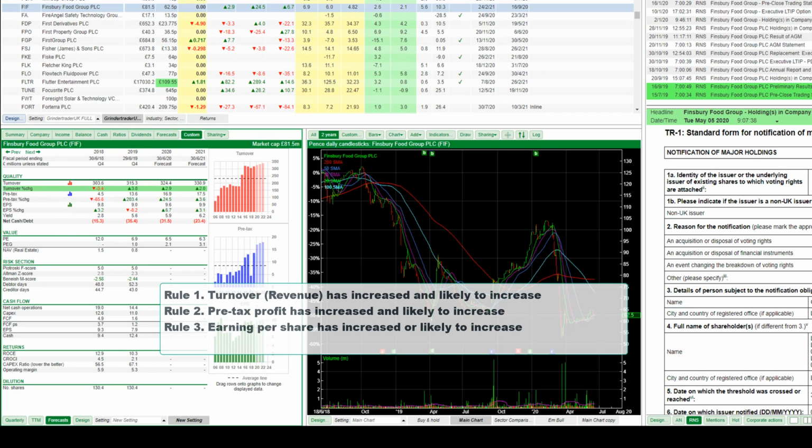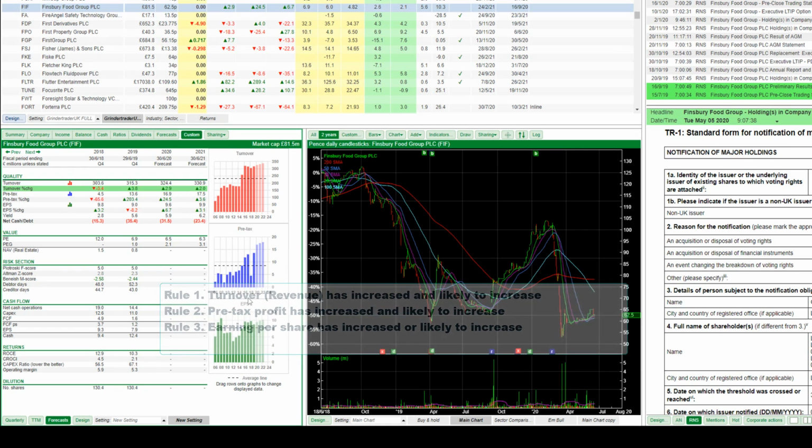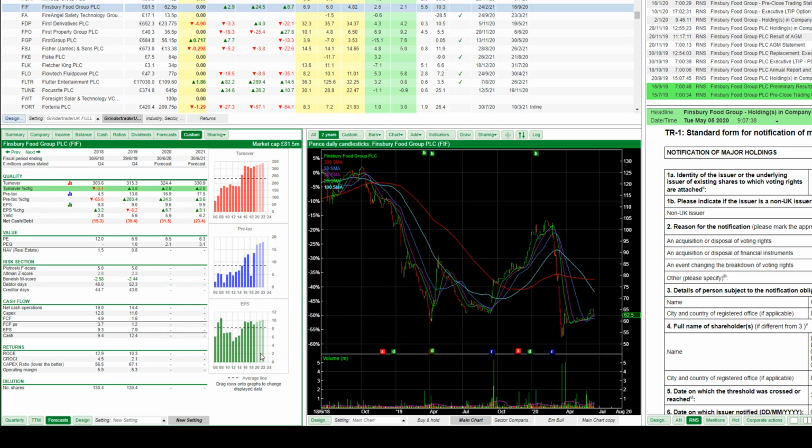We've got the same for the pre-tax profit and earnings per share. So we can see that. We've got a good historic overview of whether turnover has increased and likely to increase, pre-tax profit has increased and likely to increase, earnings per share has increased and likely to increase. And that's how we've got this set up.